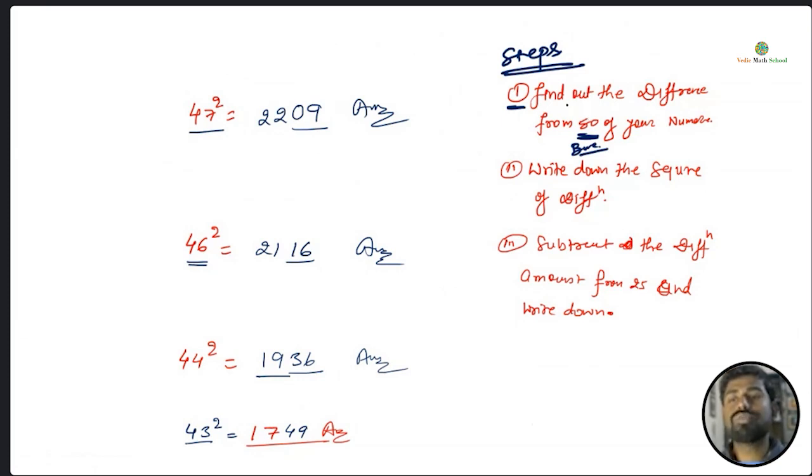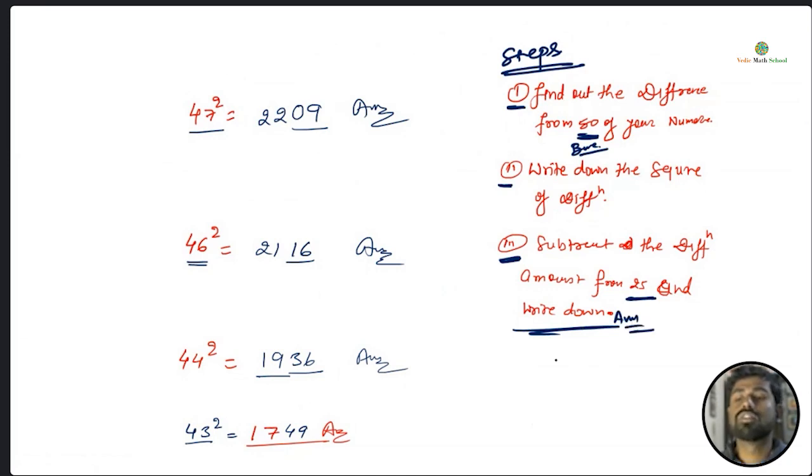So first, what we have to do is find out the difference from 50, the base, to your number. Second step is write down the square of the difference. Square of the difference means the difference you get after the subtraction in the first step. And the last step is subtract the difference amount from 25.